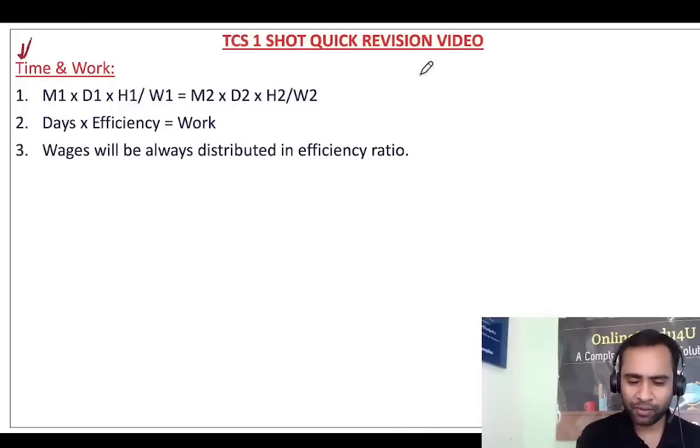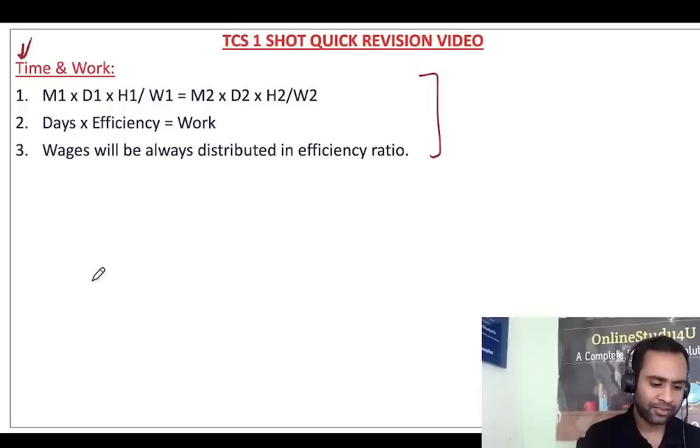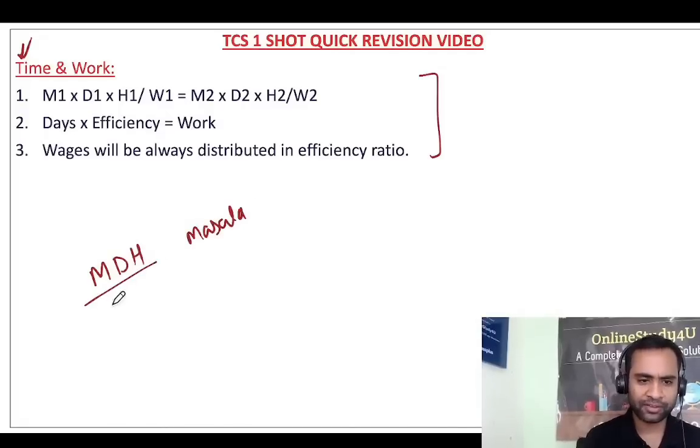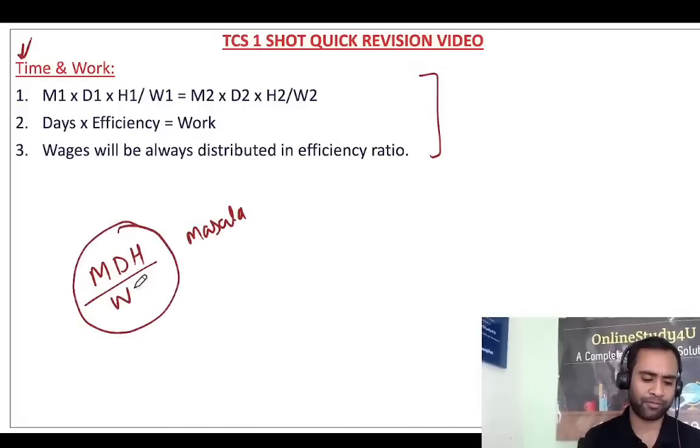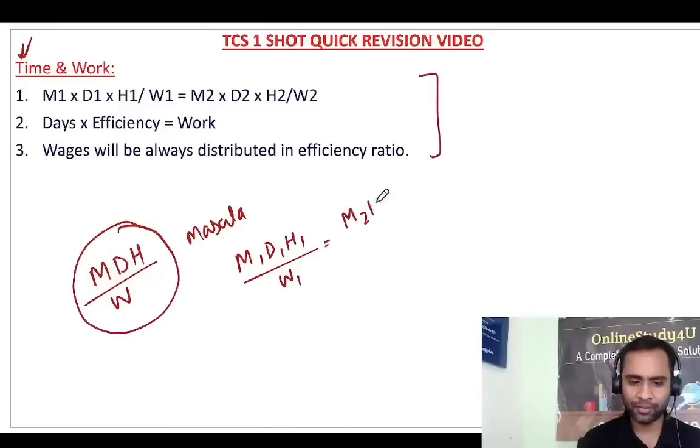Now next is time and work. The time and work formula: M1 D1 H1 by W1 is equal to M2 D2 H2 by W2. See, MDH, right? MDH is a masala, right? Who uses it? Your wife uses it, if you have a wife, or a woman mostly uses it. So MDH by W. The formula is M1 D1 H1 by W1, and here MDH who uses, wife, so M2 D2 H2 by W2.